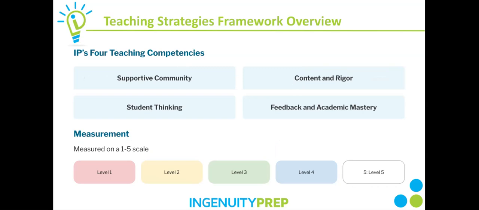Staff in teaching roles will also be rated on the Teaching Strategies Framework, which is specific to classroom practice. The framework is organized into 4 teaching competencies, each anchored by an essential question. Each competency is scored on a 1 to 5 scale based on the observation trends over the course of the time period leading up to the evaluation window.